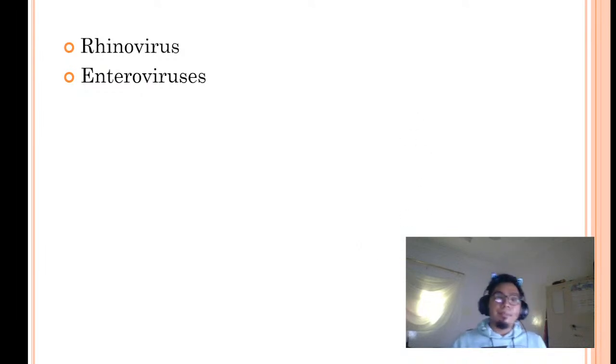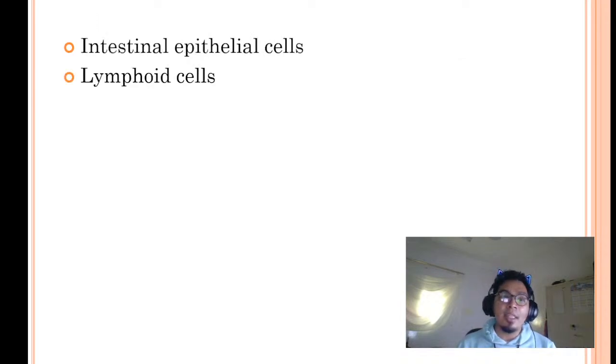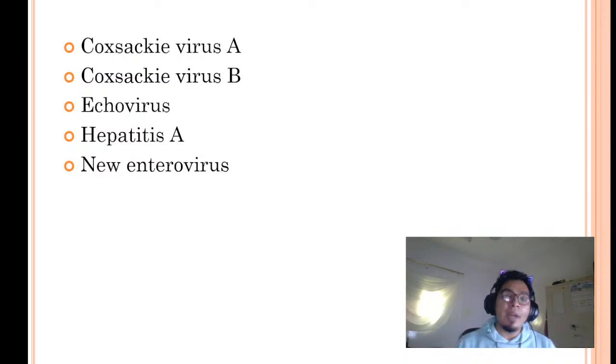All right. They infect what cells in the body? They infect the intestinal epithelial cells as well as lymphoid cells. And there are 5 subgroups of enteroviruses. I've mentioned it before. Echovirus, Coxsackie A, Coxsackie B, hepatitis A, and the new enteroviruses or the neo-enteroviruses.